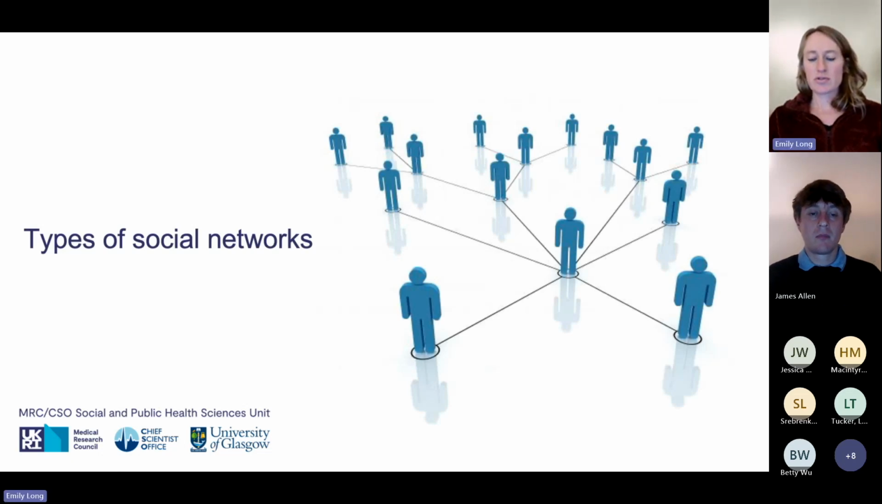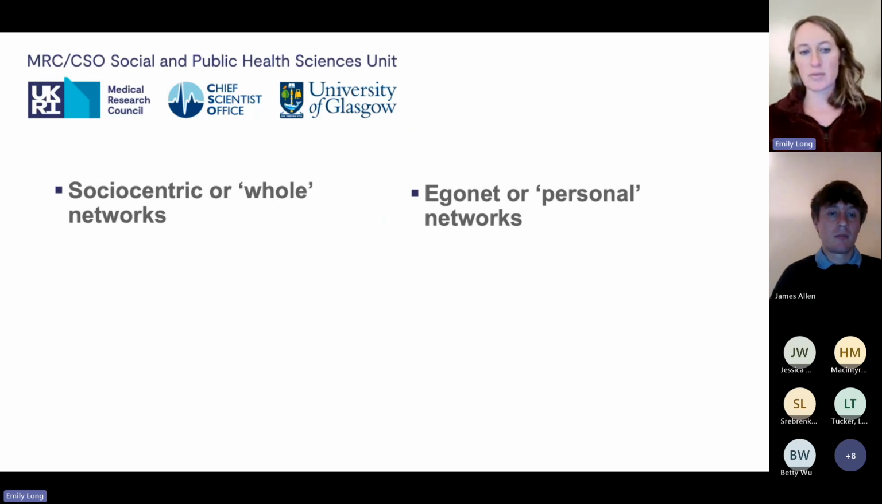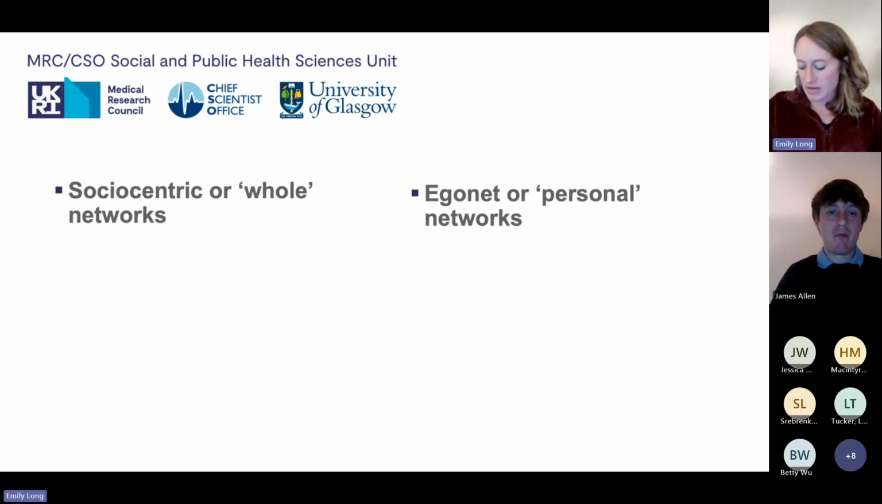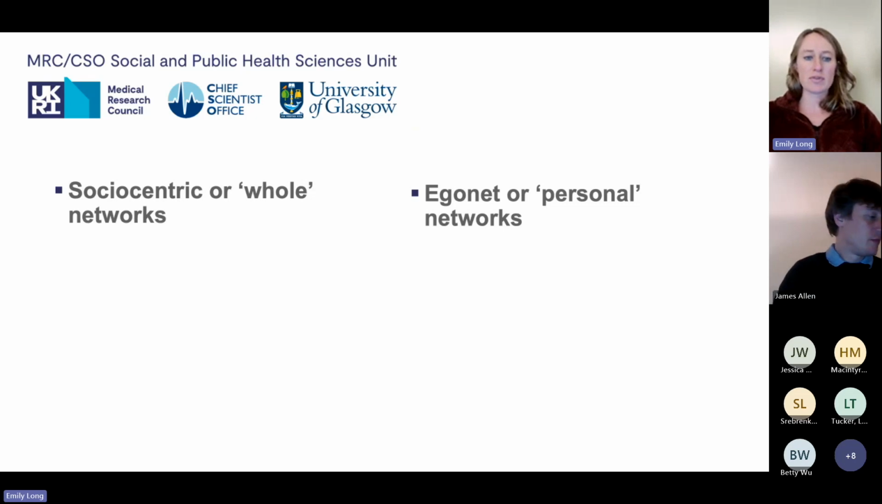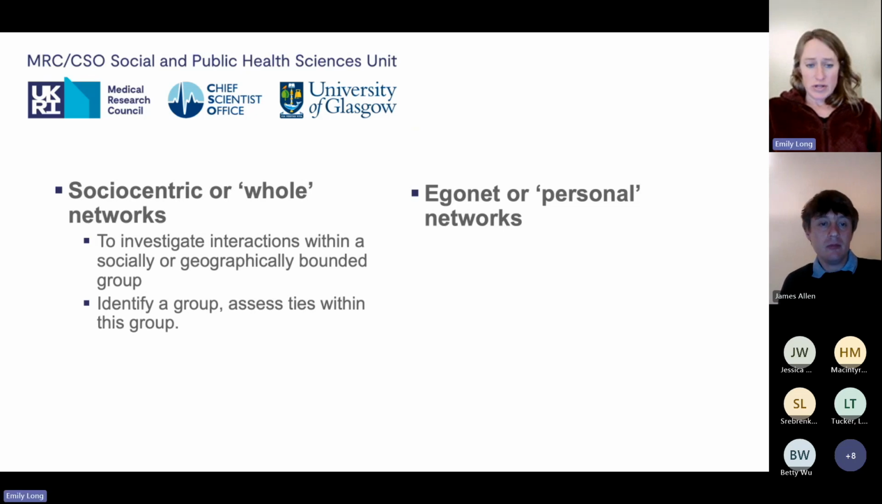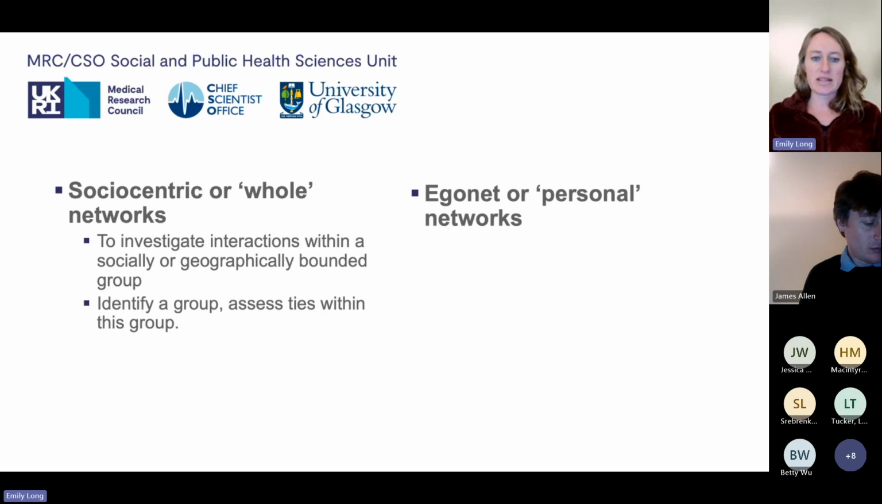So there are different types of social networks split into 2 different categories, and people call them several different things. Sorry again for those of you who do networks, and this is all very introductory, but on the one hand, we have sociocentric or whole networks, and this is what we're talking about in the SOCITS project. Whole networks are used to investigate interactions within a bounded group. So in our case, we have schools. Basically you identify a group and then you assess the social ties within that group.